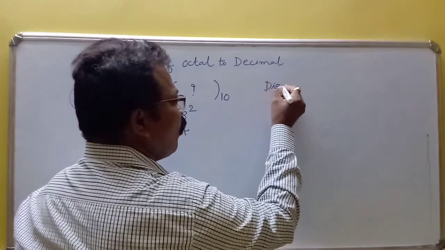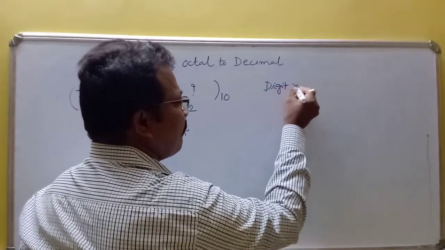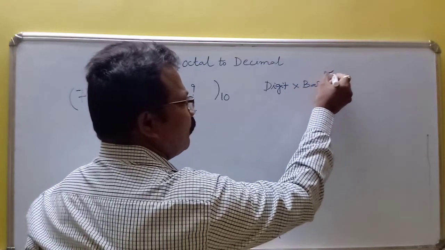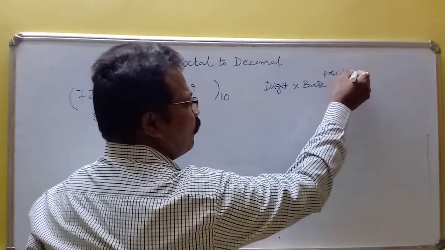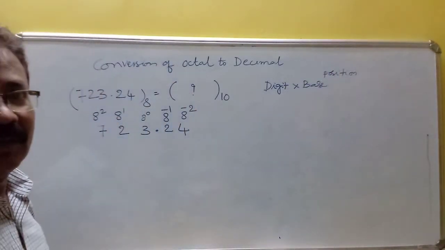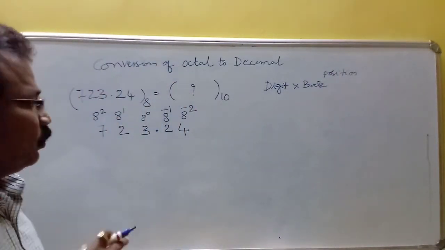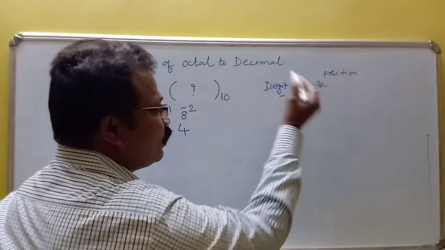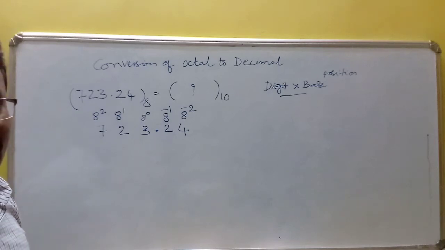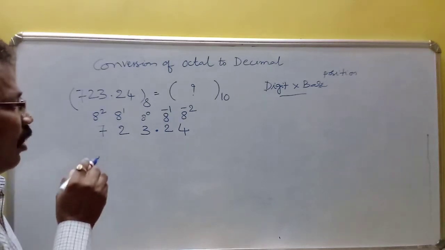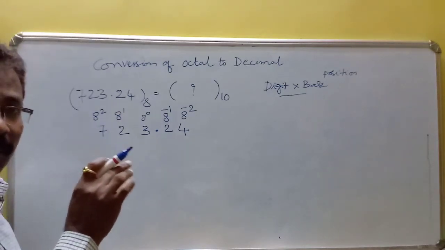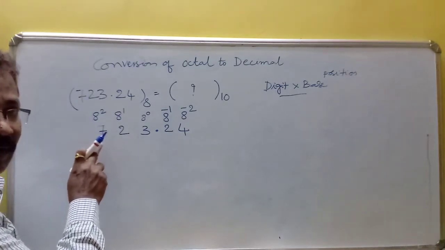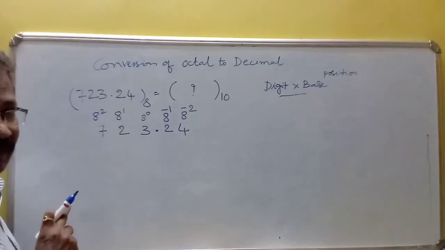We know that to calculate the value of each and every digit, there is a formula: digit into base to the power of position. So, to calculate the value, there is a formula: digit into base to the power of position. Now, you have to multiply the digit with its positional weight.